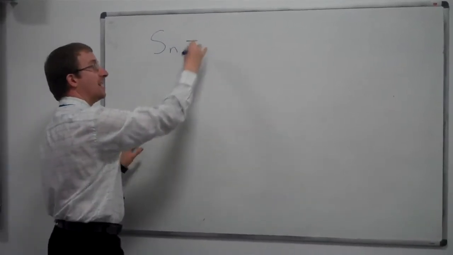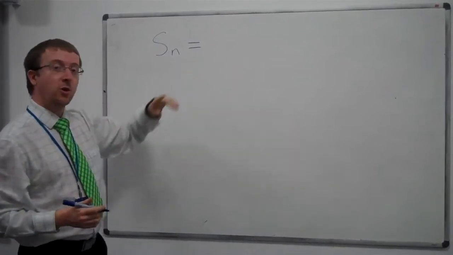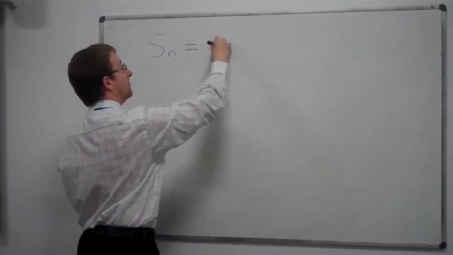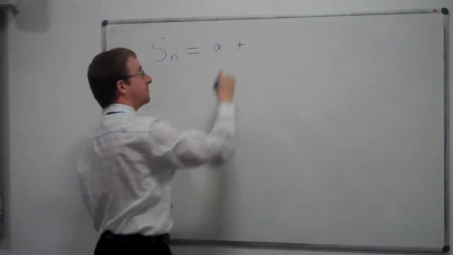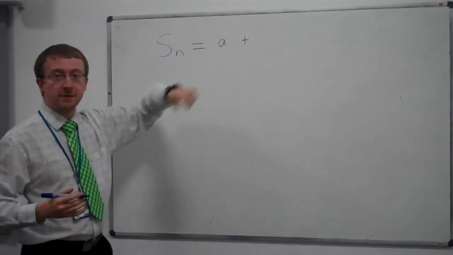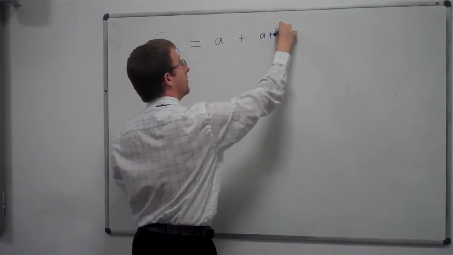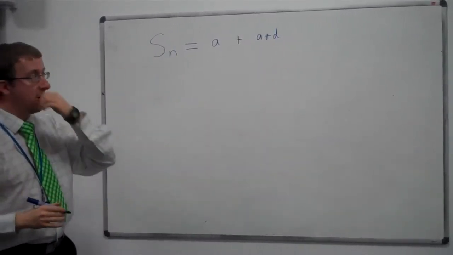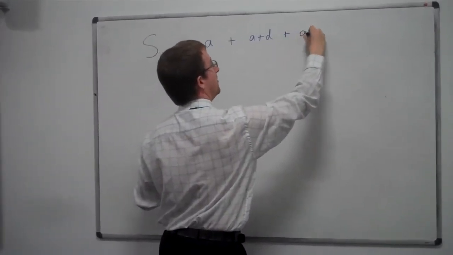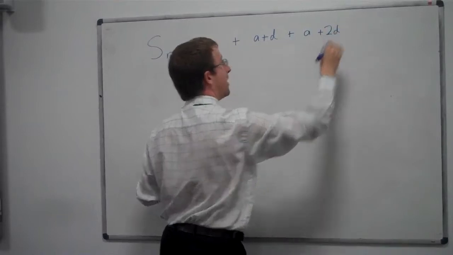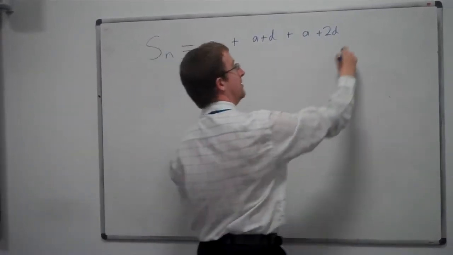as algebraically, as generally as possible. So the first term, we call that A. So I'll just start with that. The next one, remember, sum to n terms, so I'm going to add them together. The next one has one common difference added on, so A plus D. Then I would add on another one and get to A plus 2D, and then I would carry on and a few more.